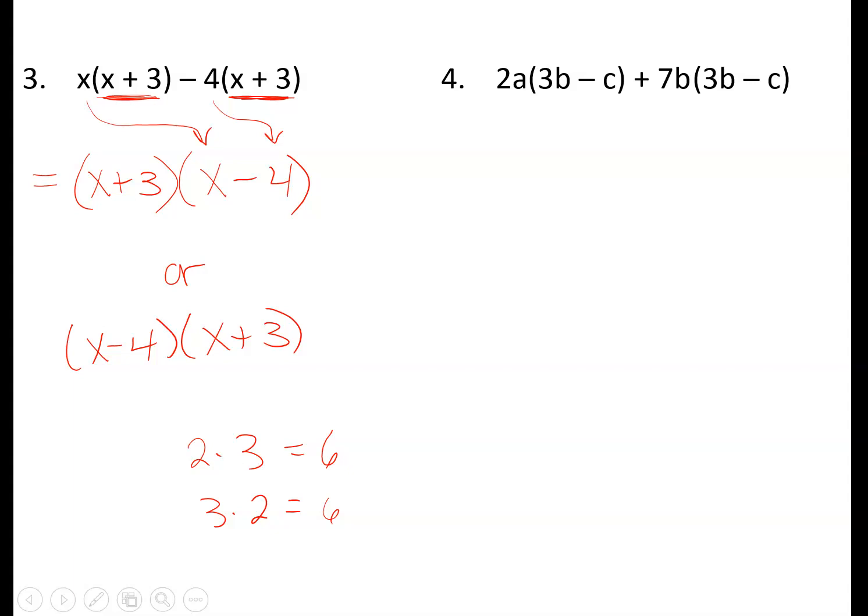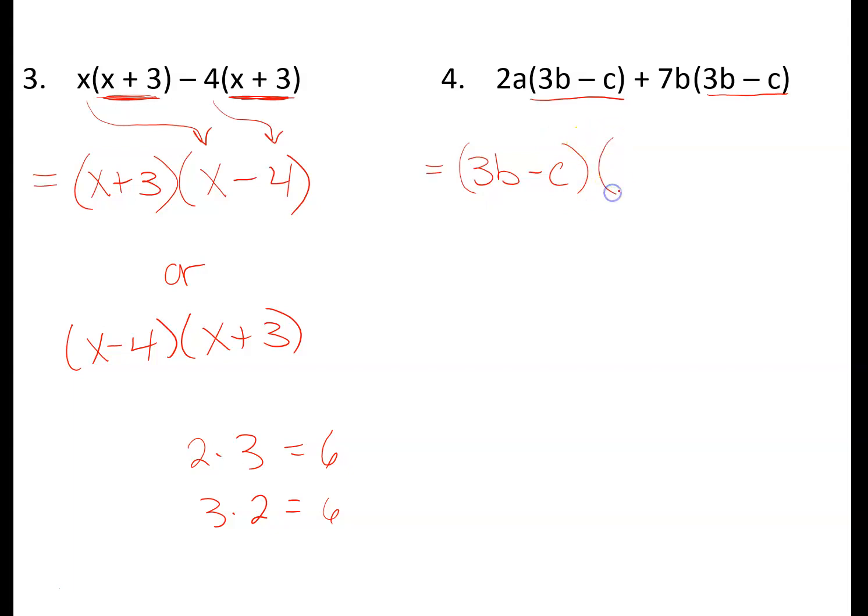Okay, look at number 4. So here again, you just glance at the problem, and what should stand out to you is that both terms have 3b minus c. So that is the GCF. So we're going to write it down first: 3b minus c. And it does need parentheses around it.